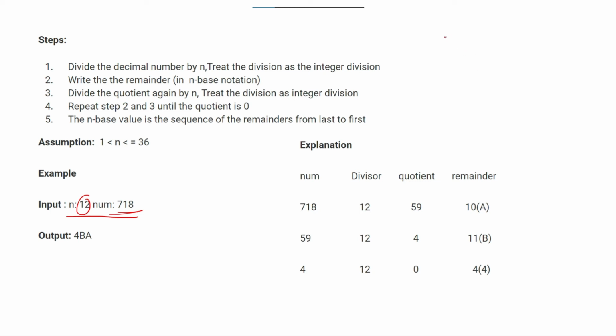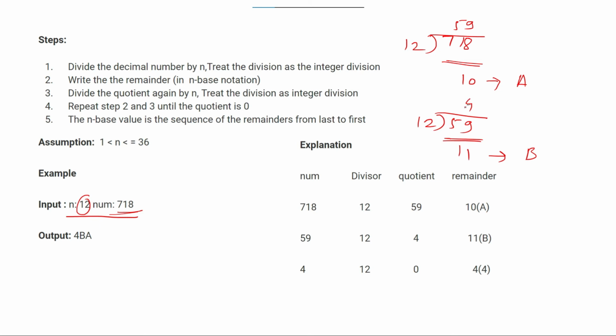First we'll divide 718 by 12. If you divide this, we'll get the quotient 59 and the remainder 10. That 10 we can convert to A. Then we have 59, so we have to divide it again by 12 until there is a 0. If we divide 59 by 12, we get the quotient 4 and the remainder 11. So 11 means it's a B.